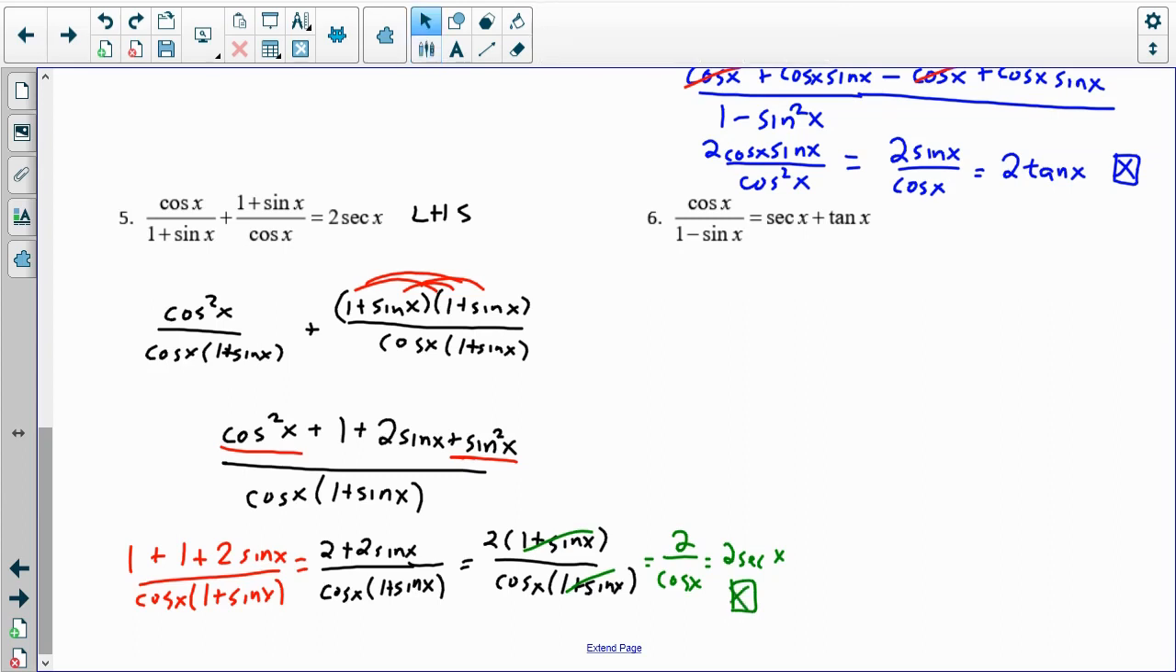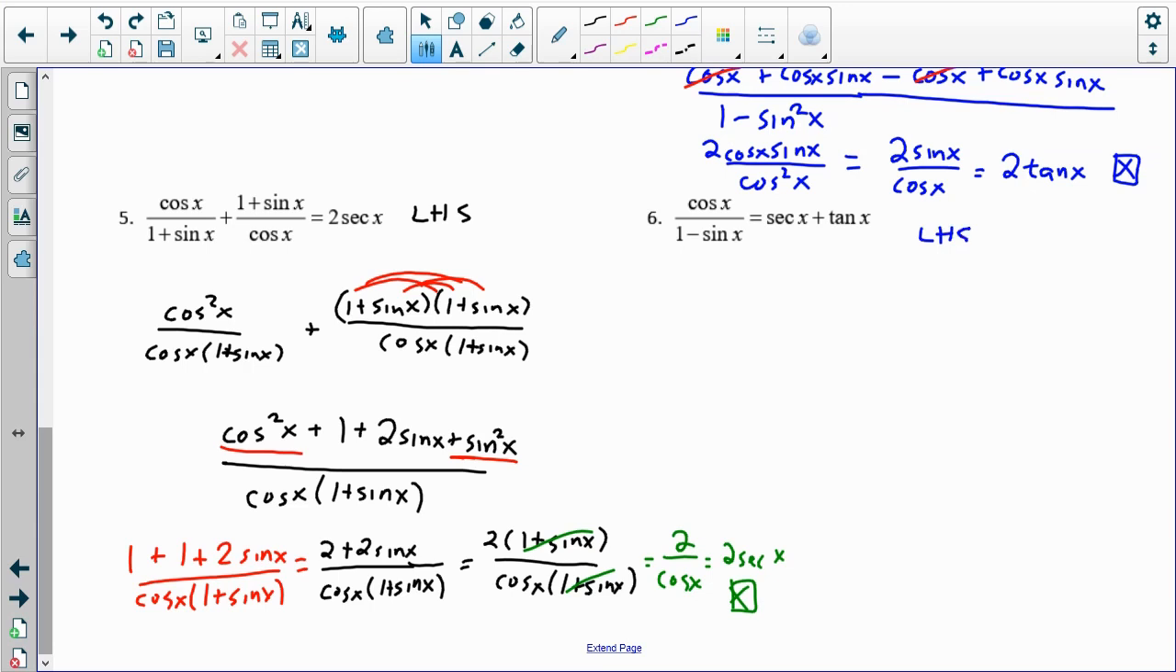So that one was a little bit more involved. I had to do a little bit more there. I had to recognize that cosine squared plus sine squared is 1, and they weren't right next to each other. And then I had to factor out a 2 and cancel some things off.